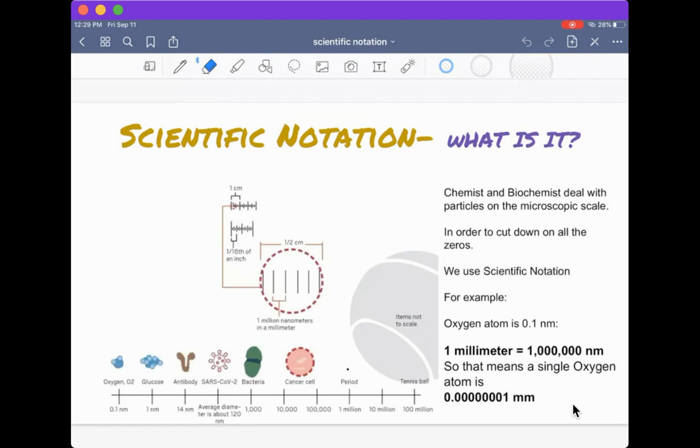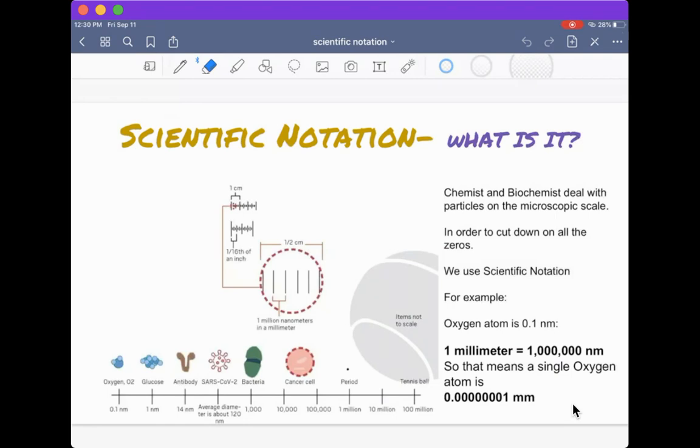familiar with. So here you can see you've got a tennis ball, a period, like when you're typing and you put in a period at the end of the sentence, a cancer cell, bacteria, the SARS-2 virus, some antibodies, glucose, and then, of course, the smallest, which is an oxygen molecule in the O2 form. And it's got the size, and you can see we've got some nanometers.